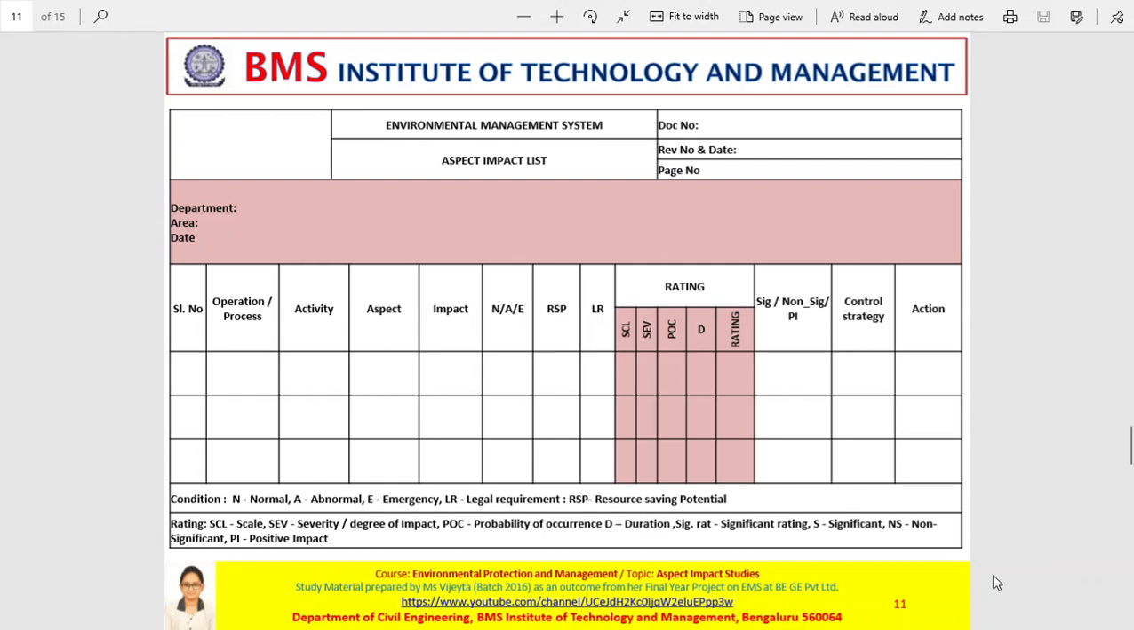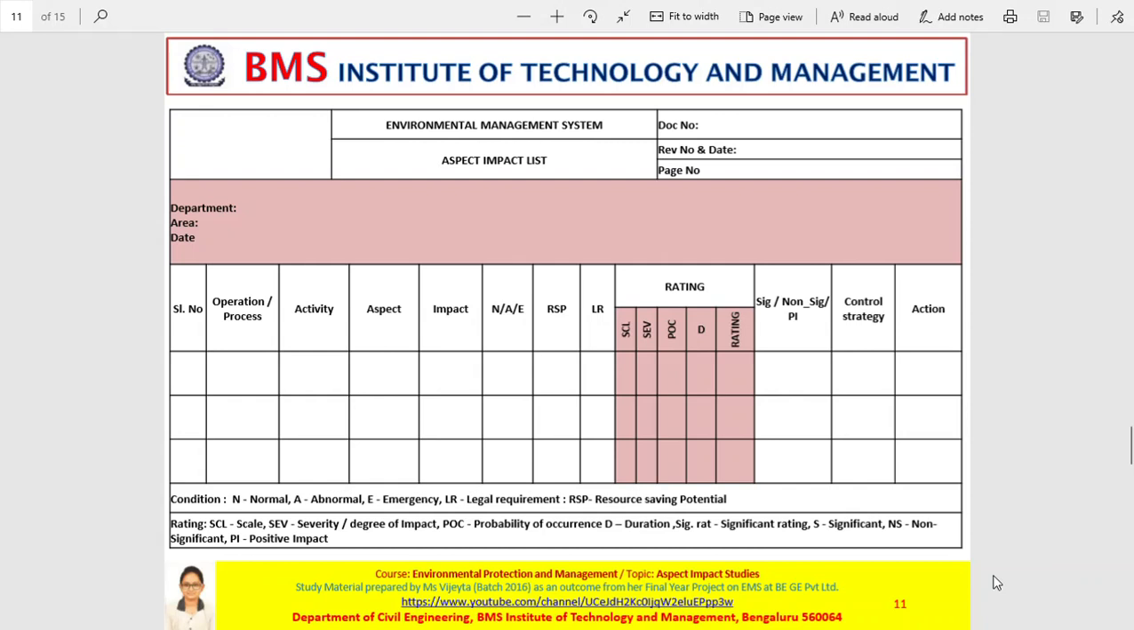LR stands for legal requirement. Suppose the industry uses some chemicals that need legal requirement, then it is to be mentioned in this column. The type of chemicals that need legal requirement would be those that are toxic. Moving on to the next column, which is rating. The first component of rating is scale, SCL. It depicts the extent of spread of impact.